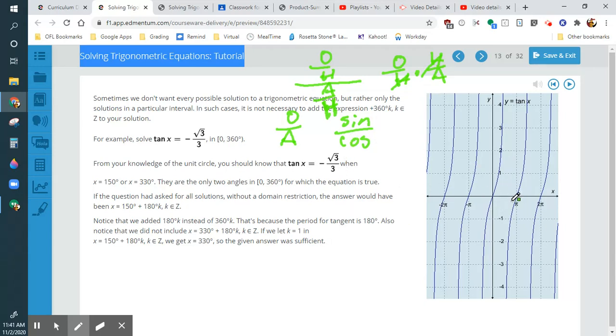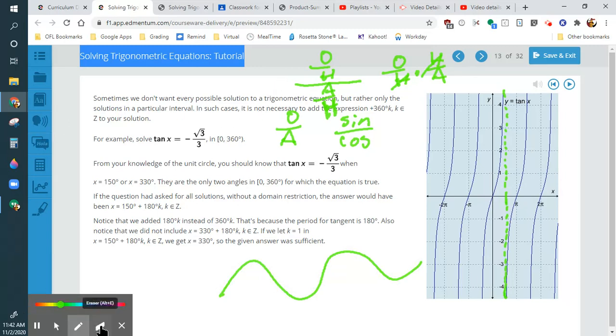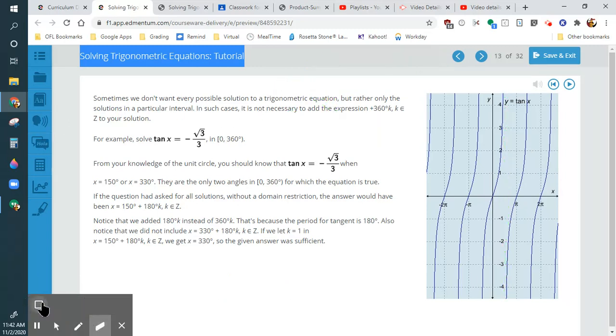So that's what happens at pi over 2, our tangent never touches the line. So that's the reason why it kind of repeats like this instead of repeating in a wave like cosine and sine. Does that make sense, guys?